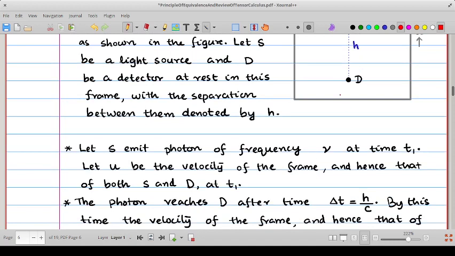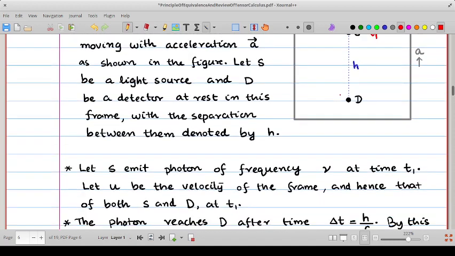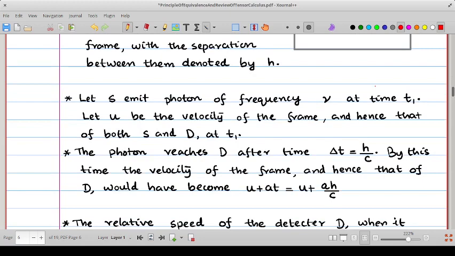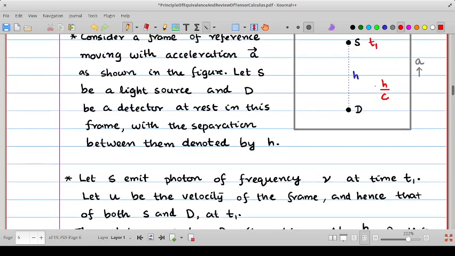and in this frame of reference, light travels with a velocity c, and in any frame of reference, light travels with a velocity c, and therefore the time taken by the photon to reach the detector is given by the distance divided by its speed. So that is given by h by c.